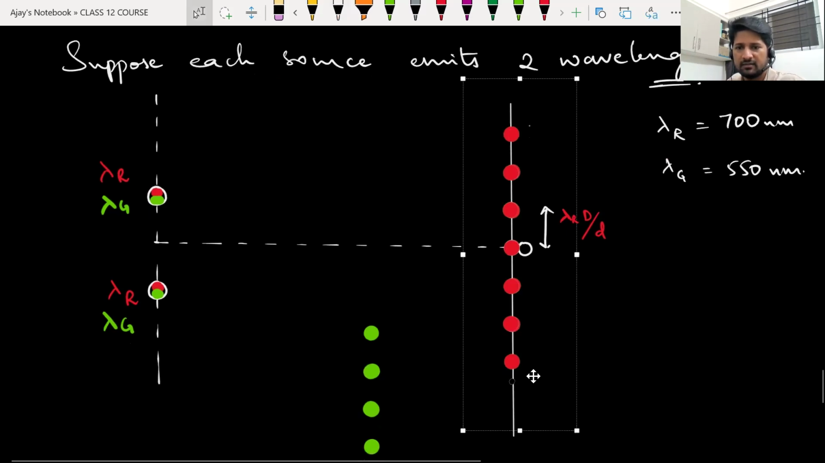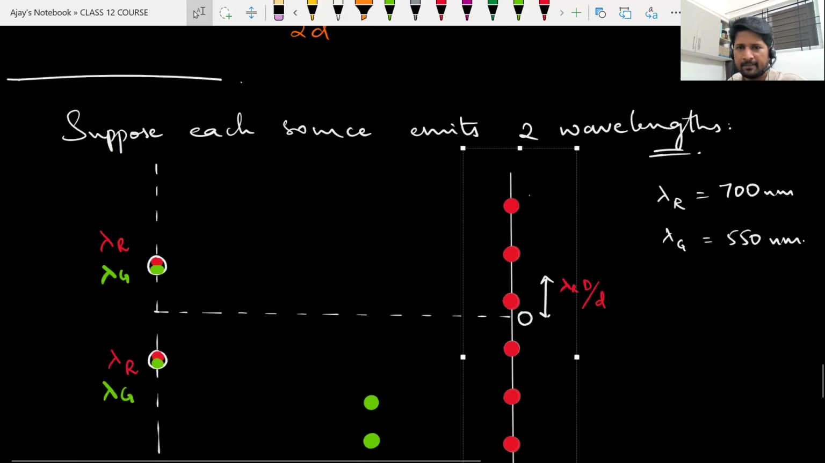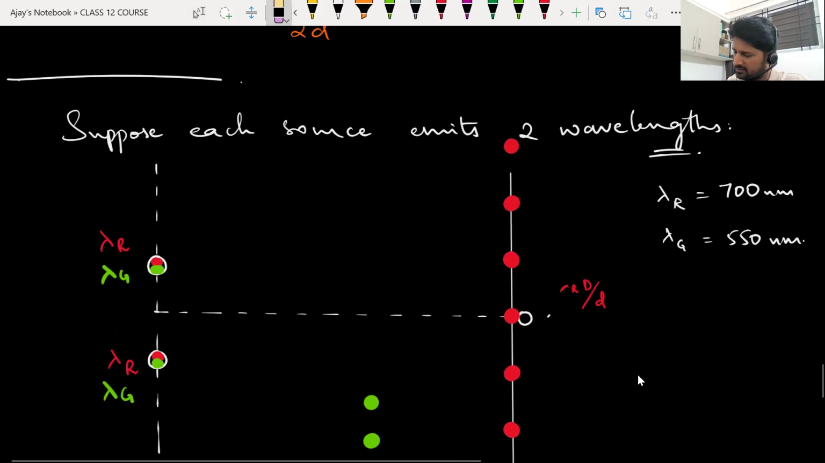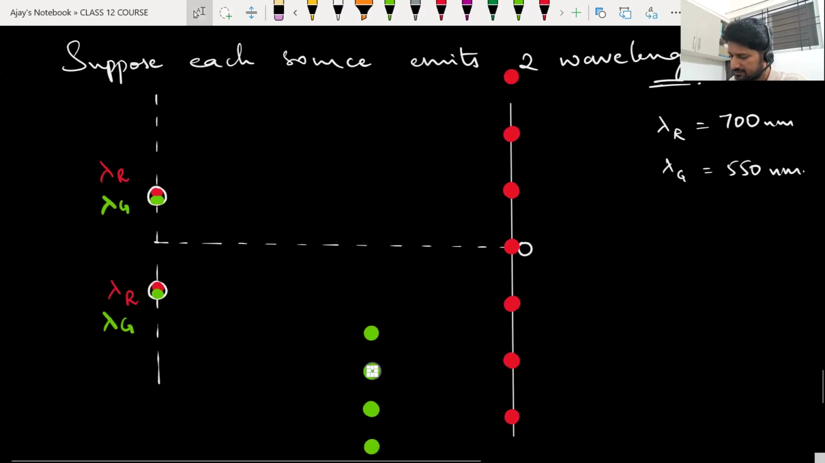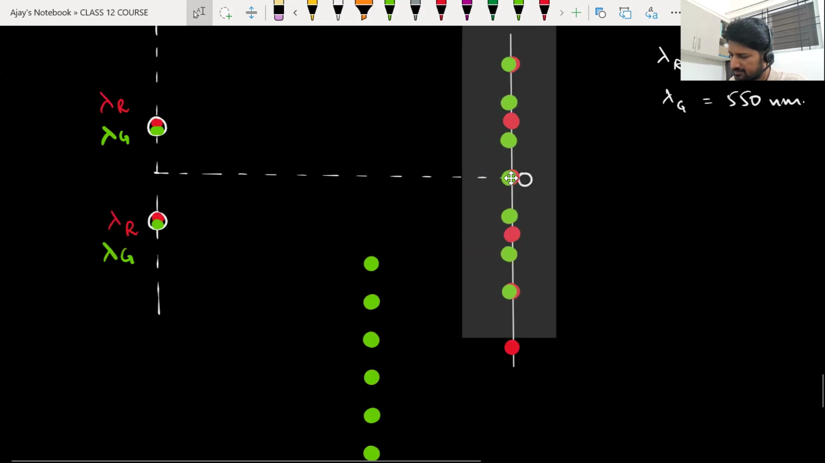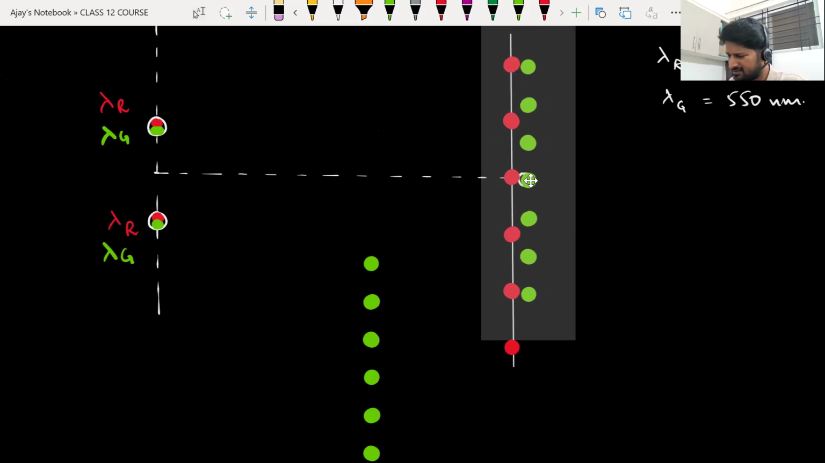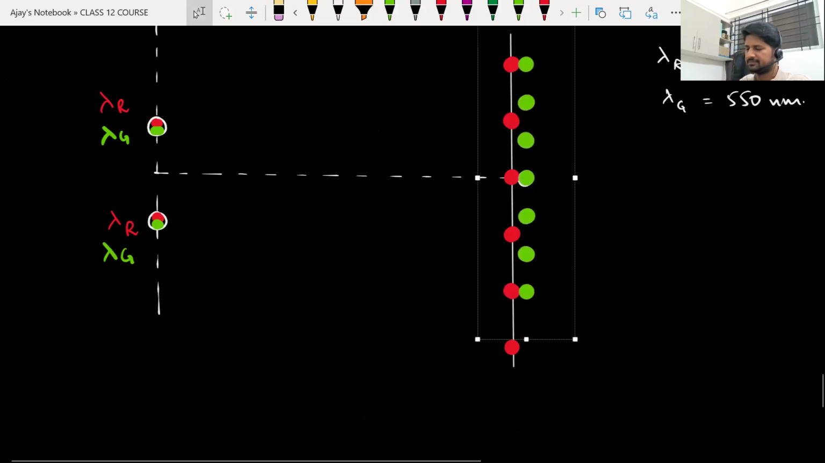So if the red colored light forms a pattern like this, let me just stretch this pattern a little bit. When both sources are red, assume you see a pattern like this. Then if both sources are green, you see a pattern like this. Okay, I'll draw them side by side. They actually form on the same screen. You see a pattern like this.